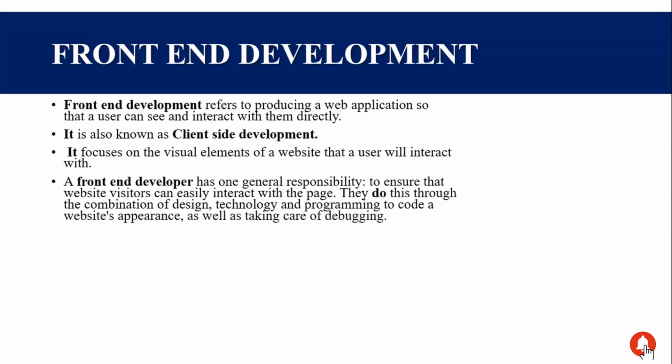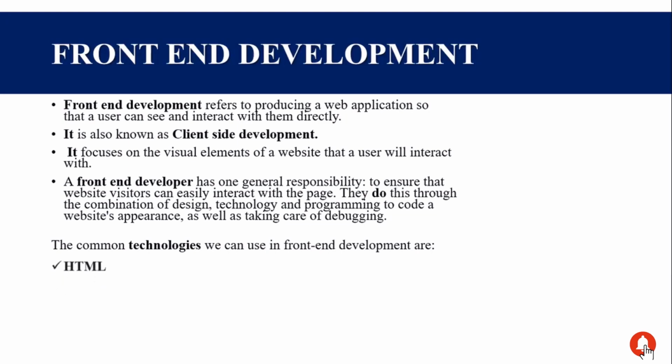Now, the common terminologies that are used in front-end development are: number one, HTML; number two, CSS; and number three, JavaScript. These three make up what we call front-end web development. Now, let us look at them one by one.